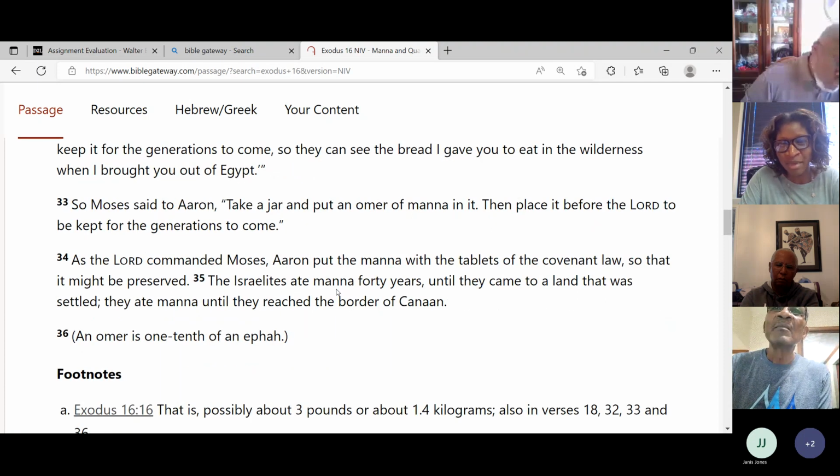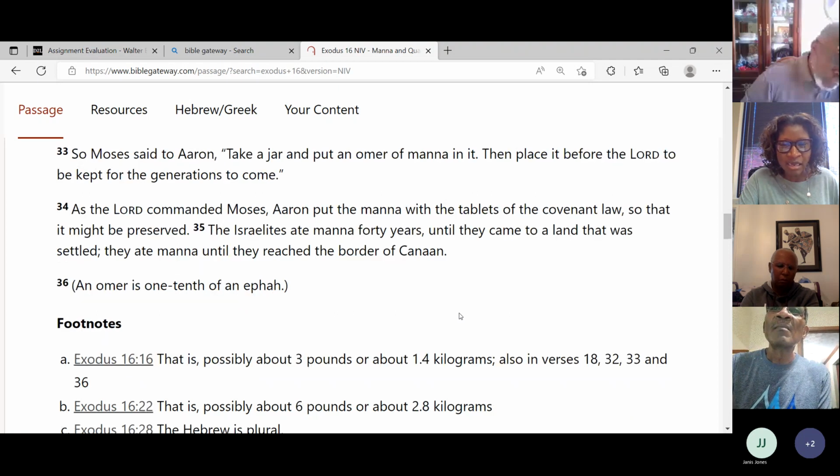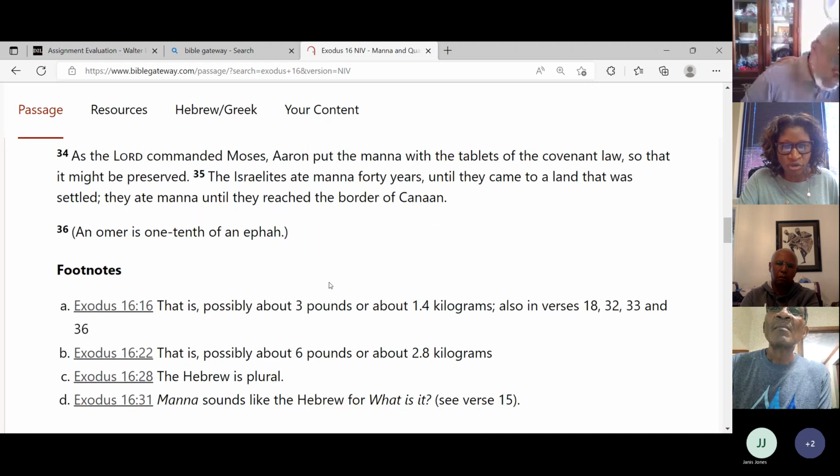The Israelites ate manna 40 years until they came to a land that was settled. They ate manna until they reached the border of Canaan. So when we get here, well, we had a little part, verse 36.